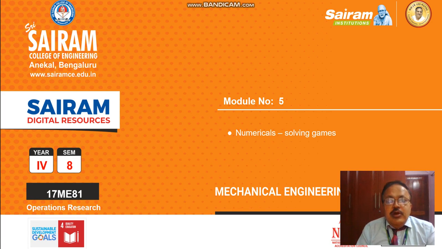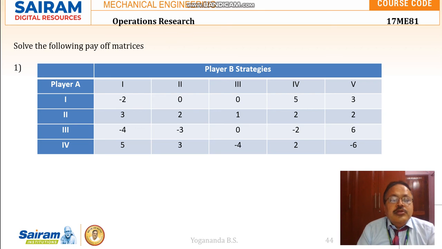Good morning, friends. Now we are solving numericals in game theory of module number 5 in operation research. So, solve the following matrix given. Here player A is having 4 courses of action, player B is having 5 courses of action. The payoff matrix is written for player A.